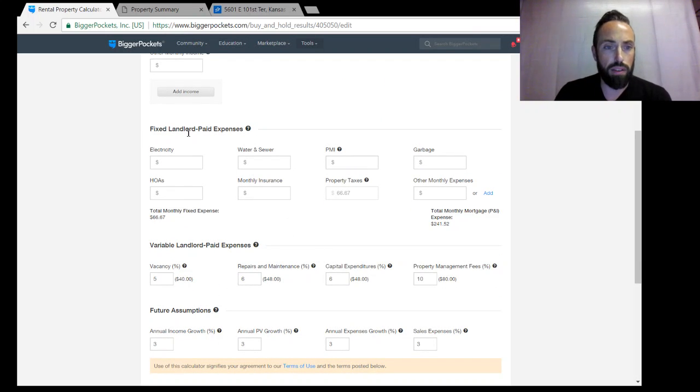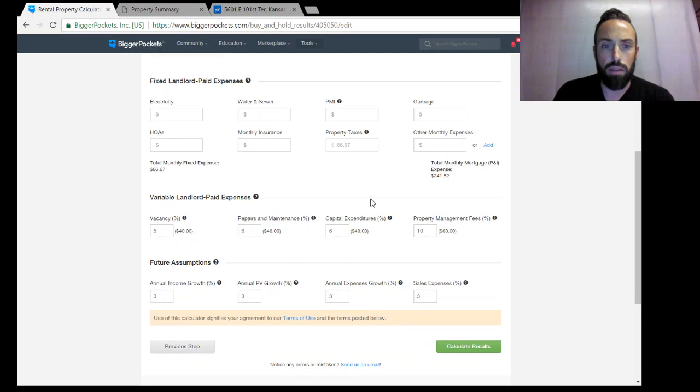So here are some fixed landlord-paid expenses. This is a single family house, and it's pretty typical on a single family that the tenant will pay all of the utilities, and they will also be responsible for taking care of the lawn and things like that. So really I don't have any expenses here.